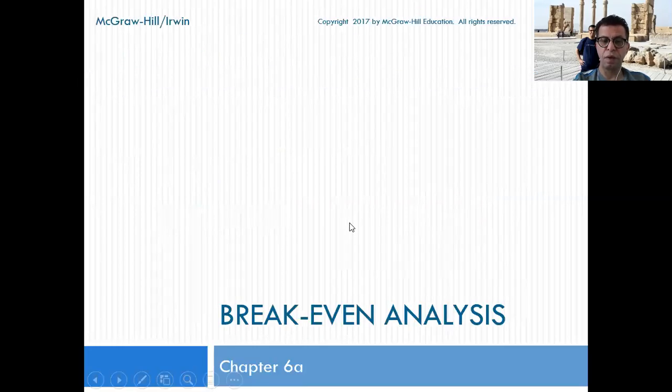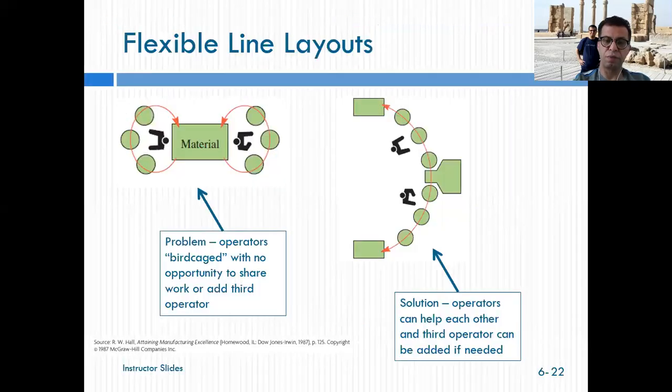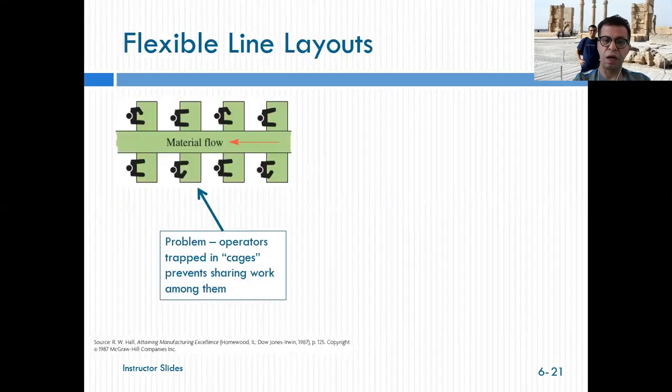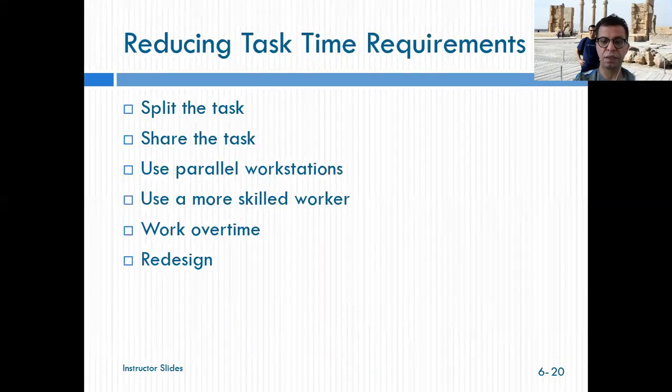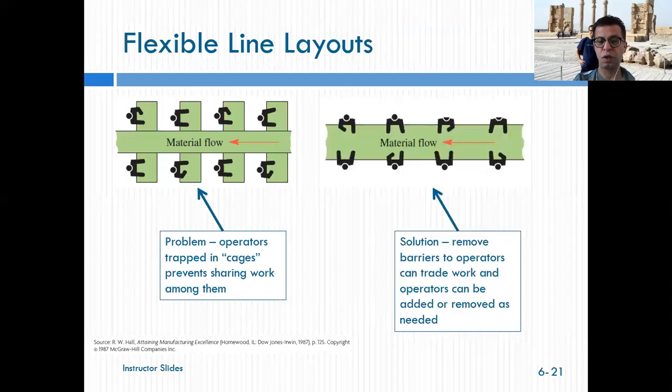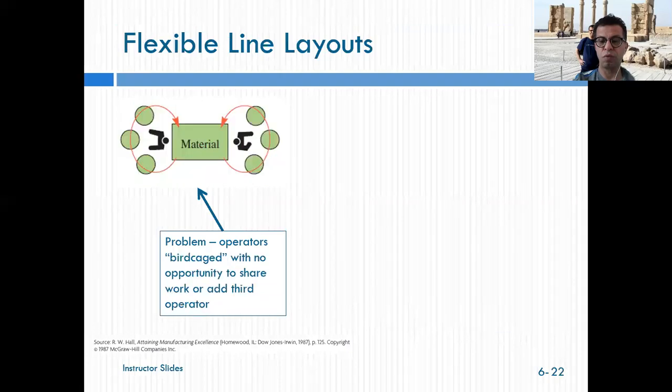One more thing we want to talk about, after discussing these different shapes of setting up the production. We said that we can split the task, we can share the task, we can use a parallel workstation, we can use a more skilled worker, overtime, give them more time, or redesign the shape. When we redesign the shape, here they cannot share the work, and here they can share the flow of work.